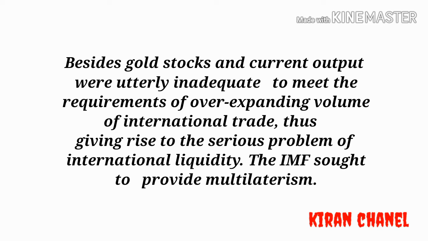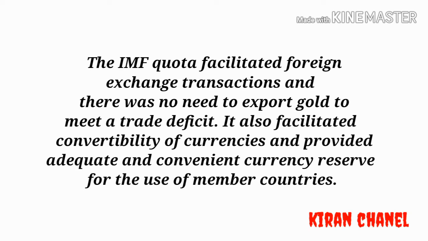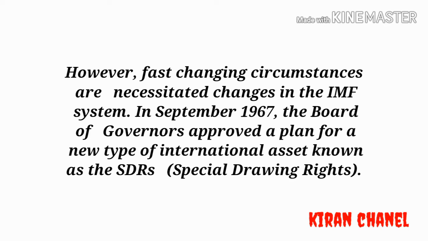The IMF sought to provide multilateralism. The IMF could facilitate foreign exchange transactions, and there was no need to export gold to meet the trade deficit. It also facilitated convertibility of currencies and provided adequate and convenient currency reserves for the use of member countries. However, fast-changing circumstances necessitated changes in the IMF system.